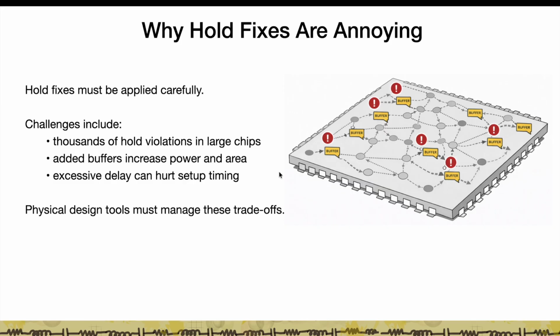Every buffer you insert costs area. On a chip running at high frequency, that area is already tightly packed. Every buffer also burns power. It's switching every time the signal does. And there's a feedback loop. Add too many buffers in one area, the placement gets denser, wires get longer, and new timing issues emerge elsewhere. This is why hold fixing is one of the last and most tedious steps in physical design sign off. Modern EDA tools automate most of it, but the trade offs, power, area, setup impact, still require careful tuning by an experienced engineer.